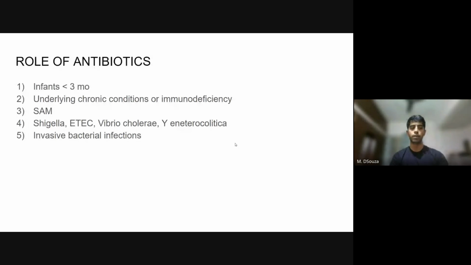acquiring other conditions. SAM children, and then your various bacterial infections: Shigella, E. coli, Vibrio cholerae, and Yersinia enterocolitica.